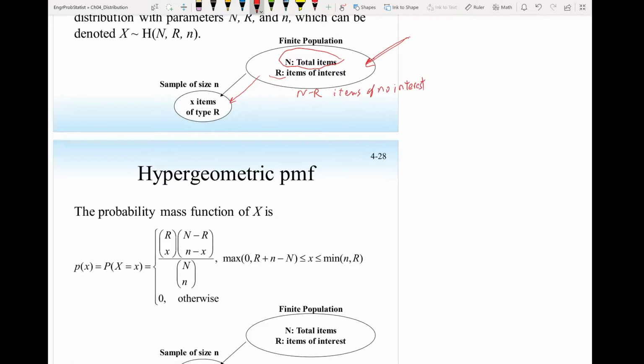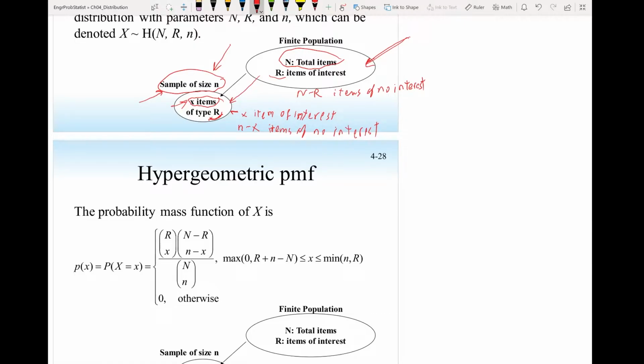Now assume you are picking n items into this sample, and you want to find the probability that of these n items there will be x items of interest of type R. That could be success; an item of interest could be an amplifier of gain 10. So I can say in this sample there are x items of interest and n minus x items of no interest.